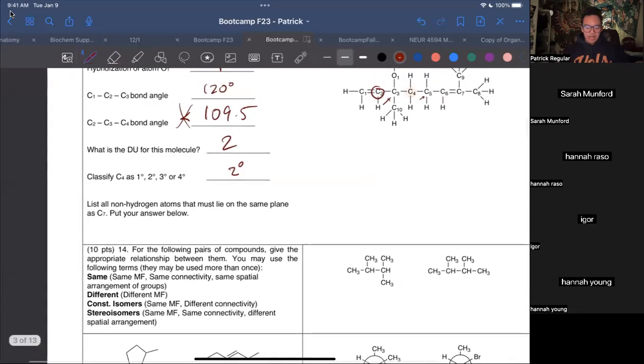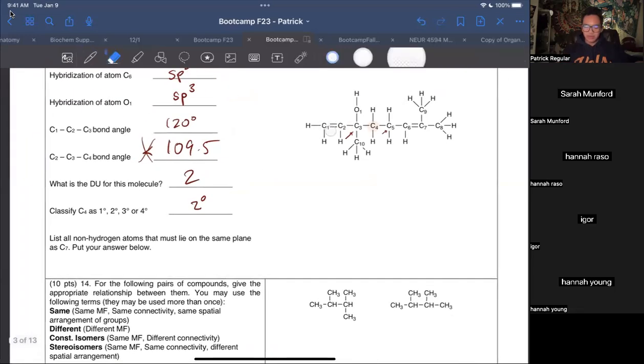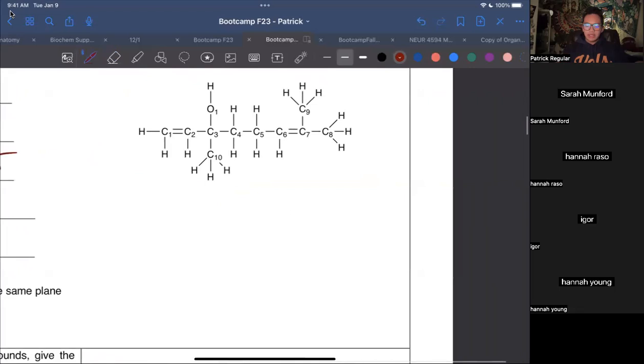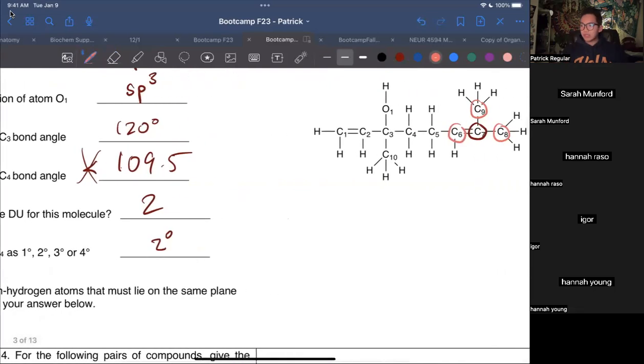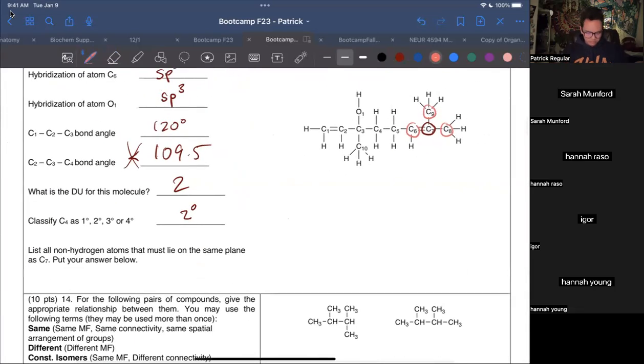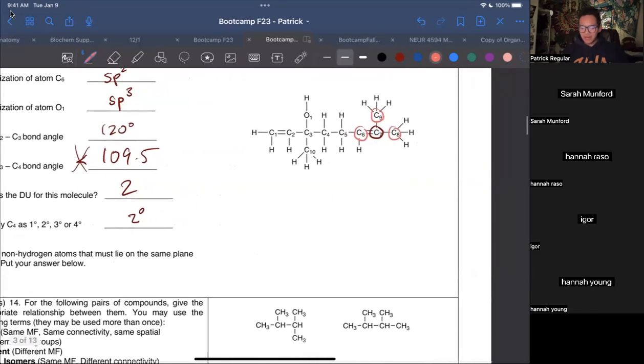List all the non-hydrogen atoms that must lie on the same plane as C7. Put your answer below. All right, let's look at C7. C7, sp2 hybridized, is on the same plane as C9, C6, C8. Everything it's attached to must be on the same plane. Oh, oops, I was reading it as all the hydrogen atoms. All the non-hydrogen atoms. Okay.